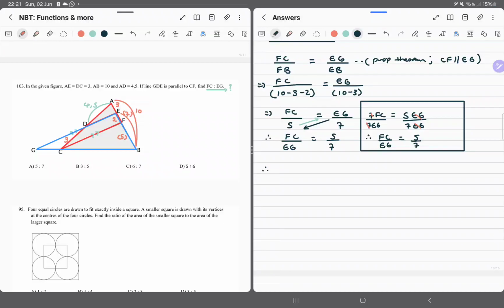So we need to give the answer in the required fashion. FC is to EG is going to be 5 is to 7. And where is that? That's option A. Okay, guys. So we are doing great. We are doing great. We can say therefore our answer that we need to pick is option A.